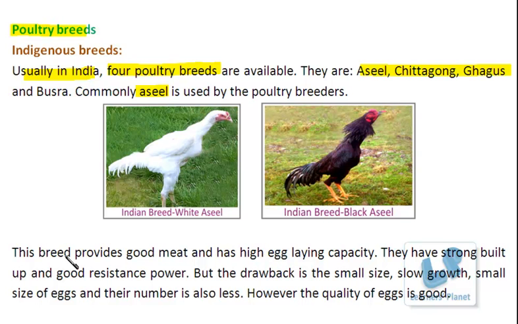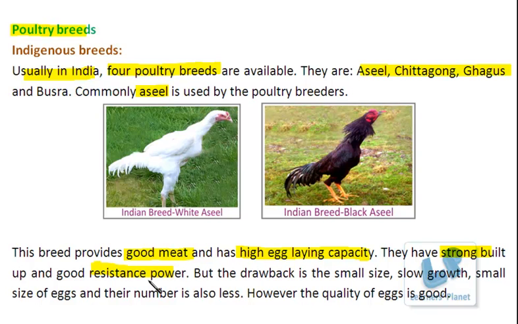This is because they have specific good features. Number one, it provides good meat. And of course, meat is one of the reasons for raising such organisms, isn't it? Then there is the high egg laying capacity. They have enough power, enough capacity to lay the eggs. That capacity is good. Besides that, they have a strong build-up, and they have good resistance against diseases.